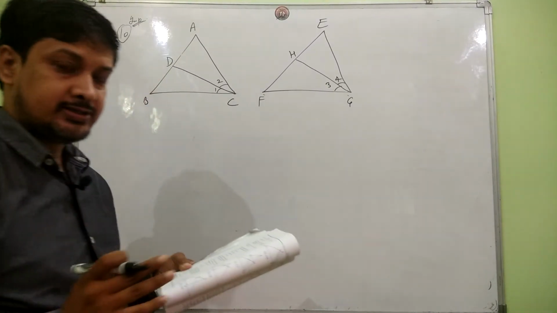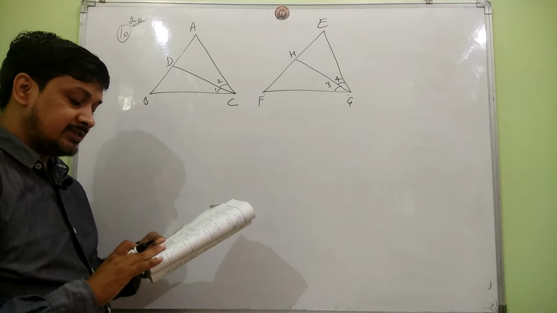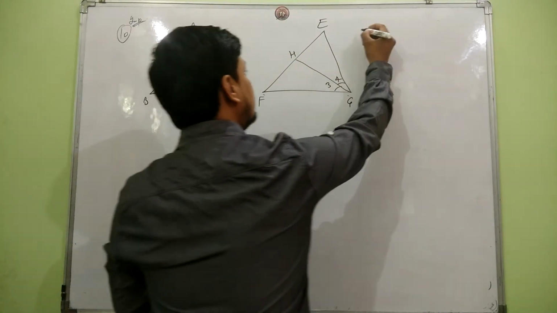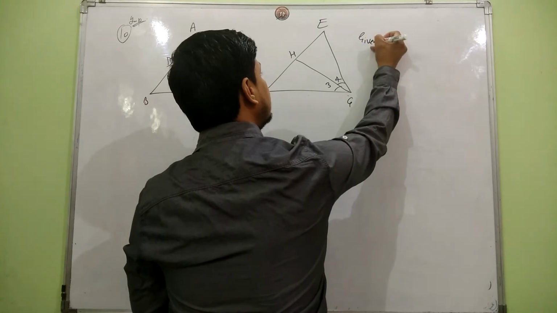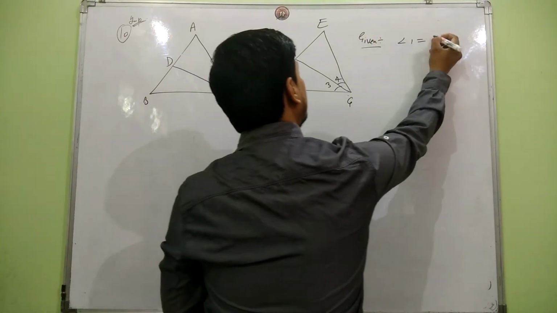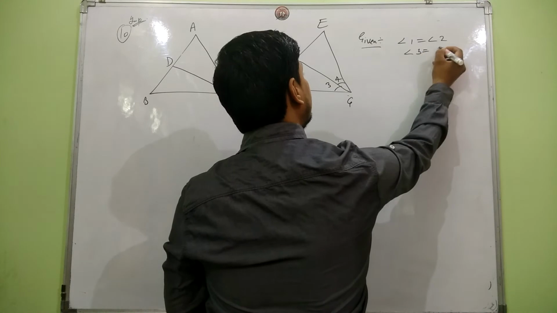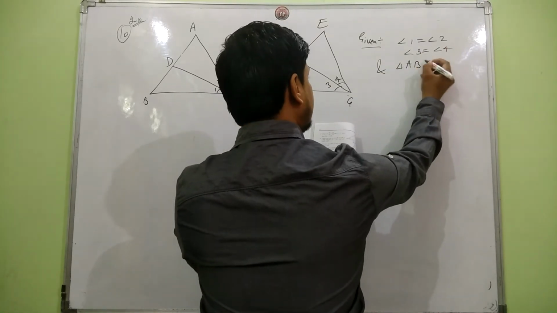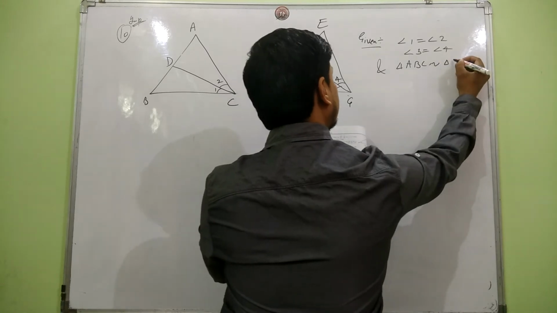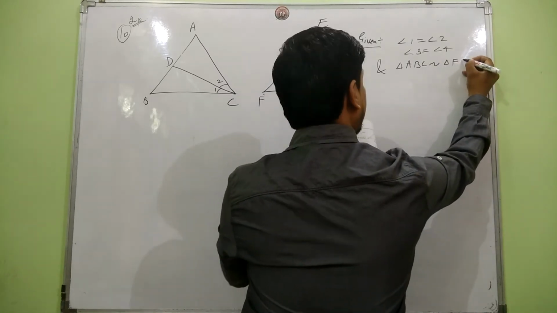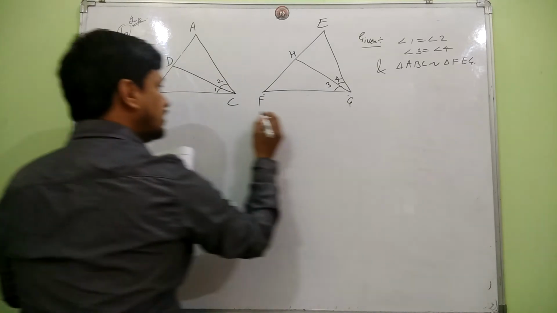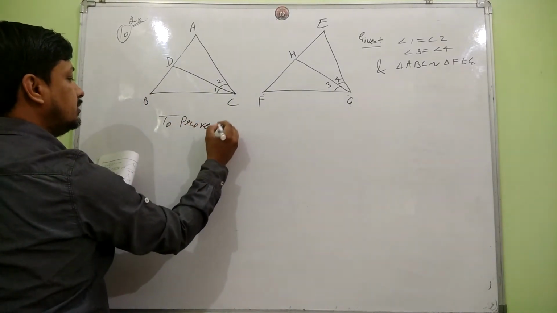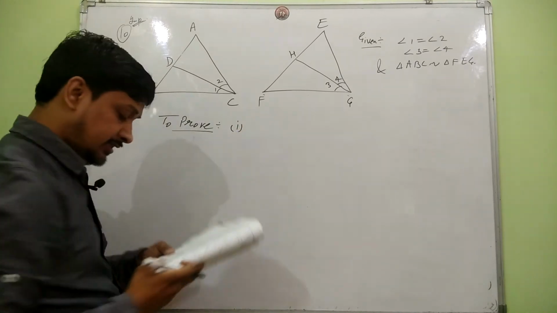And it is also given that triangle ABC is similar to triangle FEG. This whole triangle is similar to this triangle. So first of all, we will write the things which are given to us: angle 1 equal to angle 2, angle 3 equal to angle 4, and triangle ABC is similar to triangle FEG. Now, what are the things which we want to prove? We want to prove these three things.